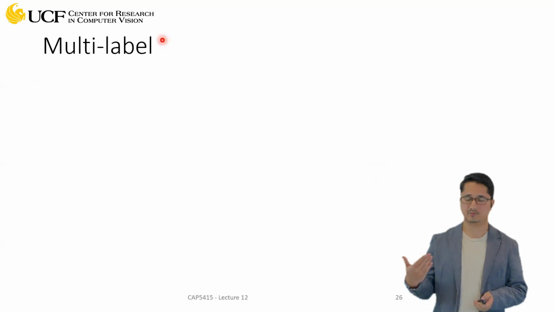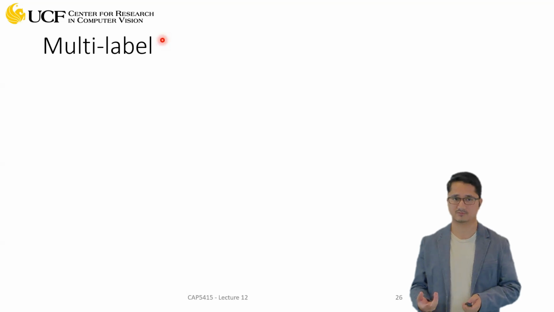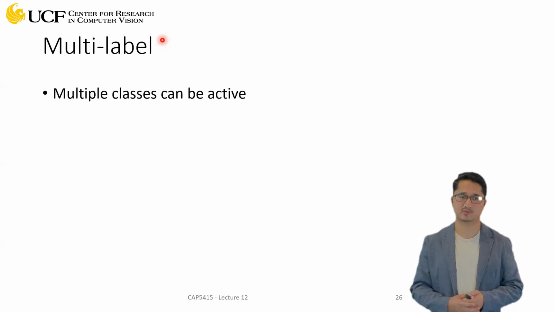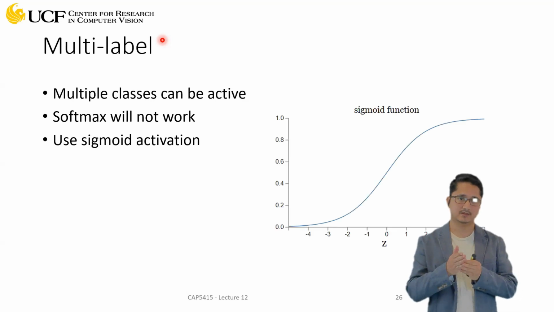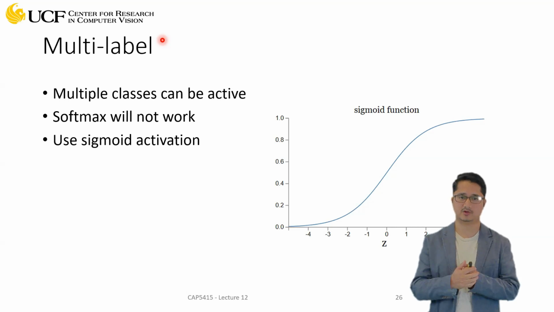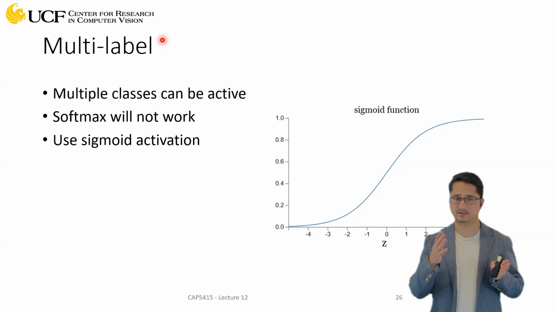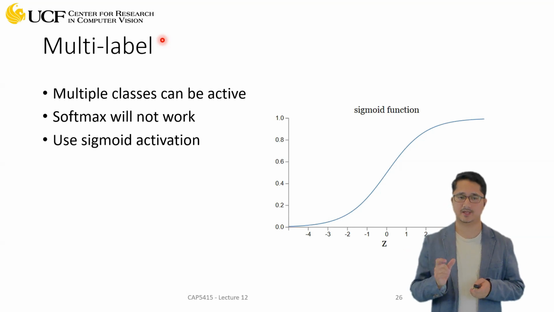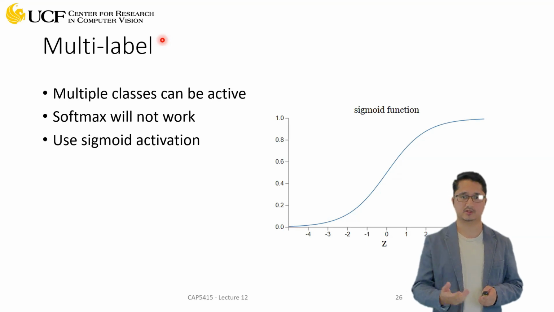If you have a multi-label classification problem, you should never use softmax. It won't work. The simple trick is to use sigmoid activation. What sigmoid will do is independently normalize your network predictions between 0 and 1. And that is fine, because for multi-label, we don't care about normalizing across classes. The reason is multiple classes can be active at the same time. So we'll still be able to interpret those values pretty well.